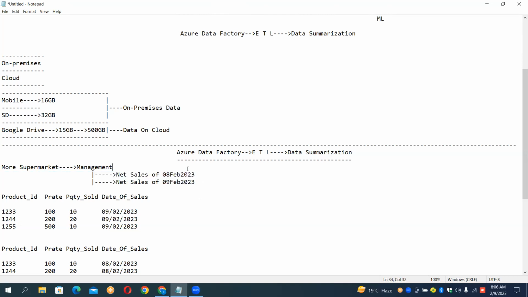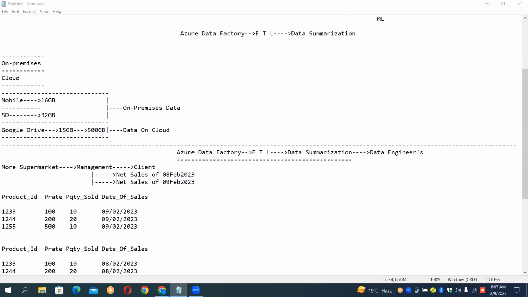Suppose here you and I are what we call data engineers. Now tell me, as a data engineer, this is the requirement of the More Supermarket. The management, let us say, are our customer or client. As they want this information to be gathered, tell me now, as an Azure data engineer, what will be your job?